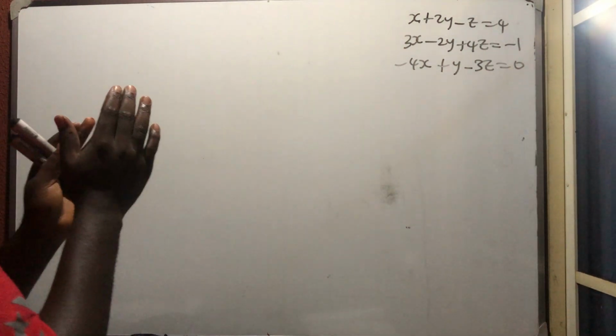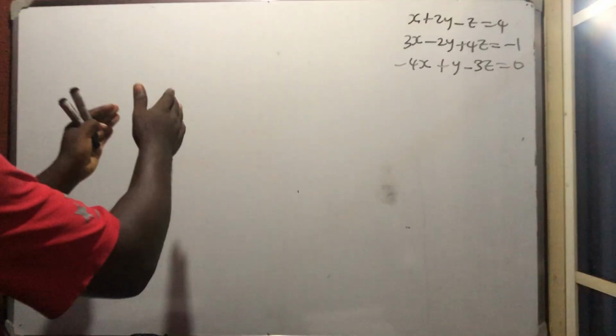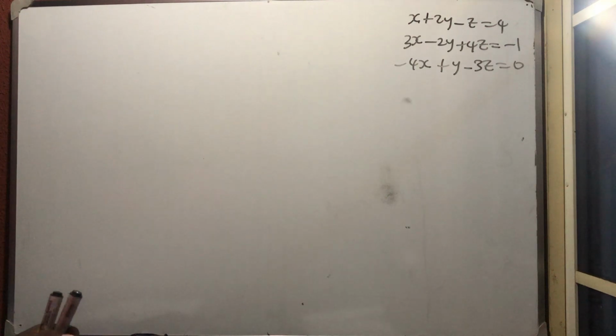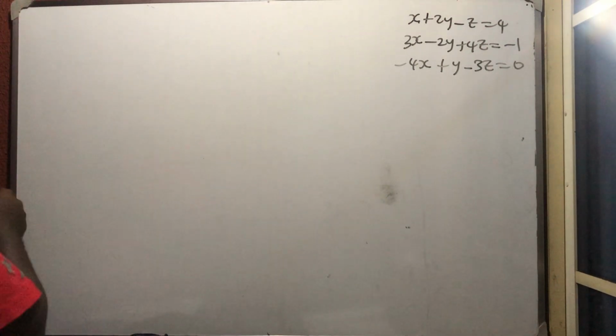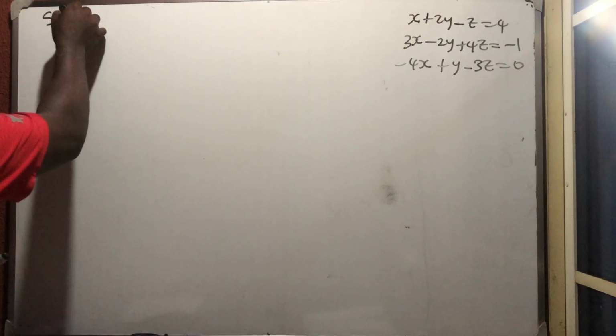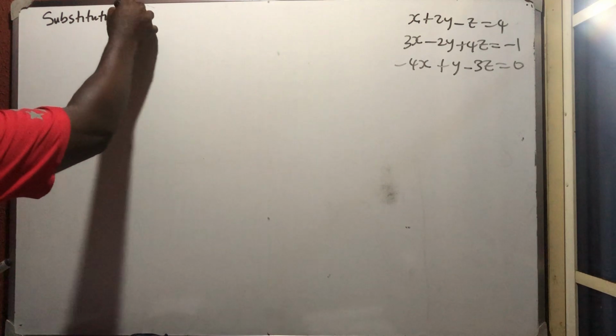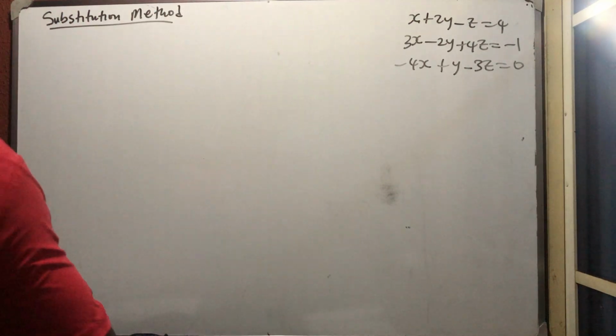Then for 3 equations and 3 unknowns, use elimination. For quadratic, use substitution. So you see the way they shared it. So let us do that. The same question we solved, we are going to solve it by substitution method.